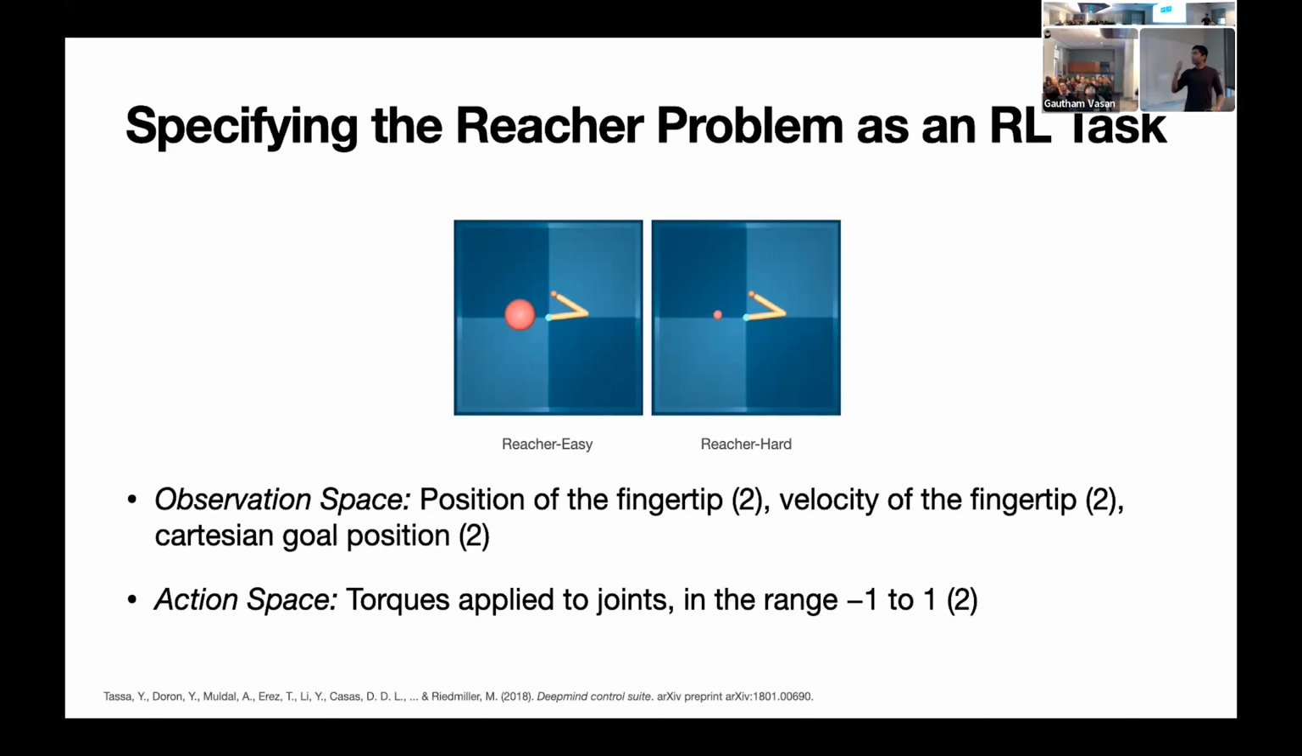If you're trying to specify this problem as an RL task, you start with defining the observation space. We can have the position of the fingertip, the velocity of the fingertip, and the XY goal position as a part of the observation. Because the goal keeps changing each episode, the agent needs to know where the goal would be. And the action space is applying torques to the joints. These are commands between -1 and 1, and this is a two-dimensional action space. But this is where things get interesting. We have an observation space, we have an action space, but there are different ways of specifying the reward and the termination so that we can achieve this desired behavior.